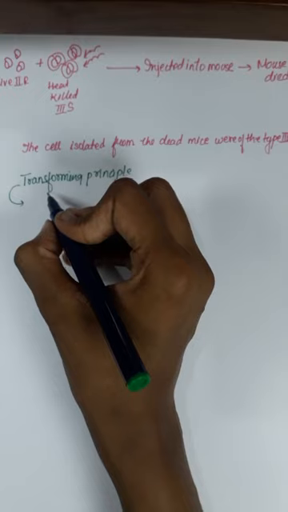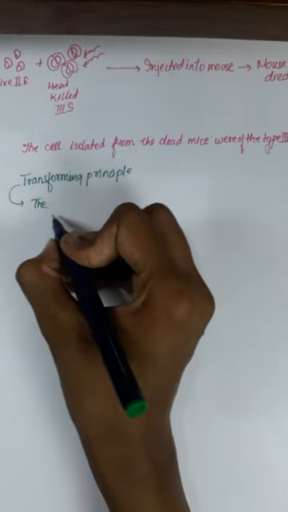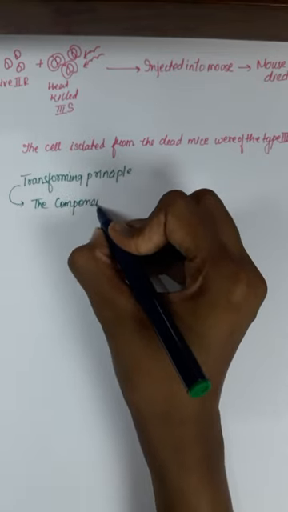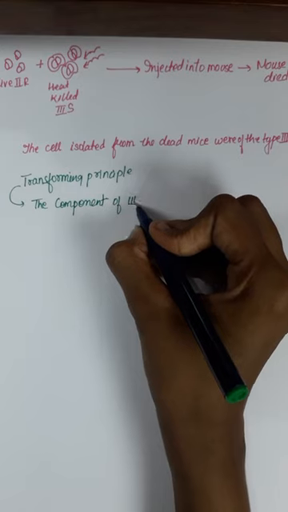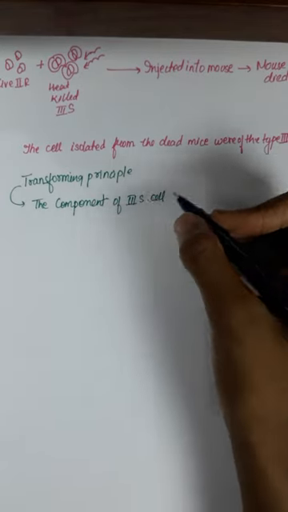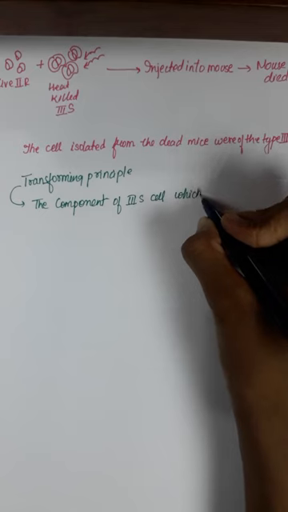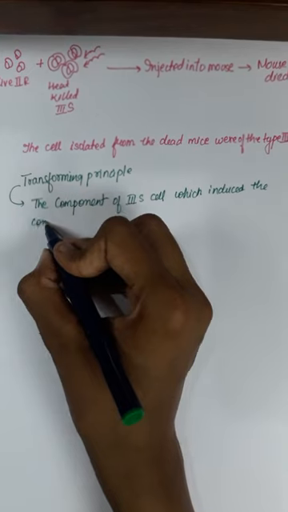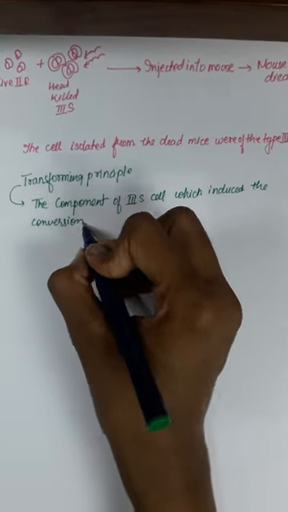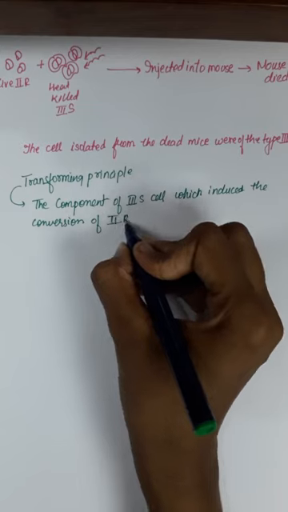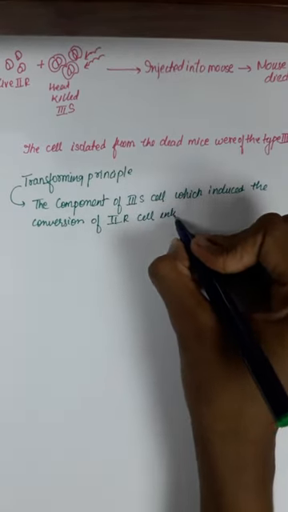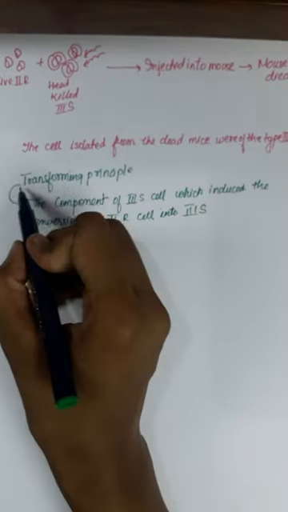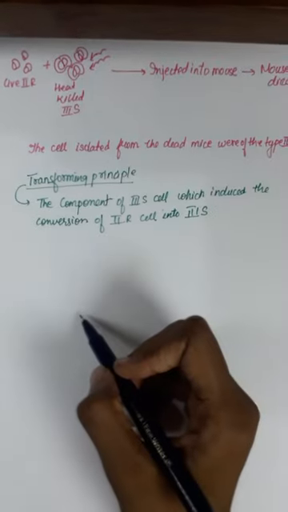This is the conclusion of his experiment. The component of the 3S cell which induced the conversion of 2R cell into 3S cell, he named as the transforming principle.